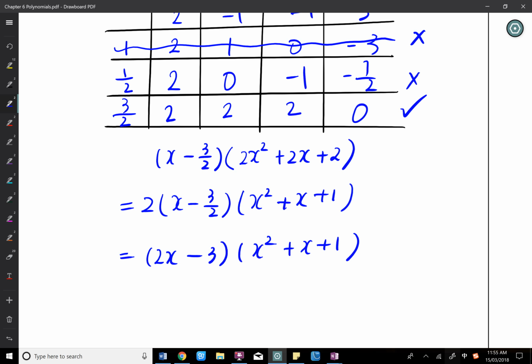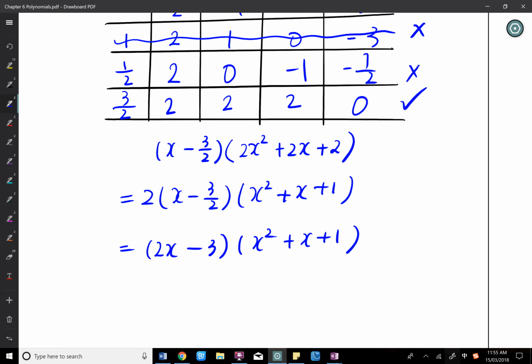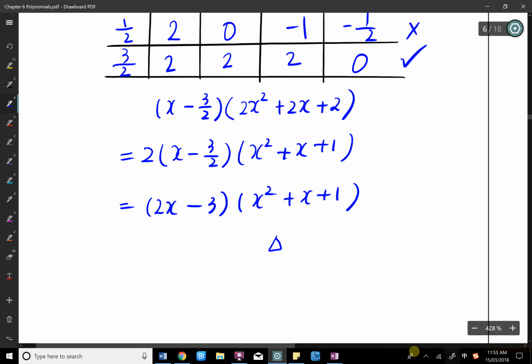And can I keep factorizing? No. What's the discriminant? 1 minus 4, so less than 0, so it cannot be factorized. The answer will stay like this.